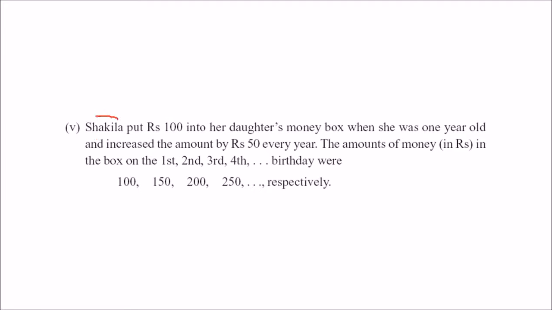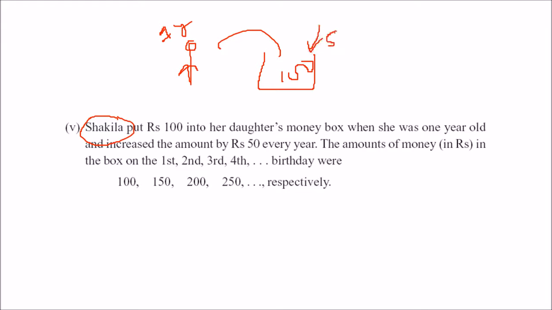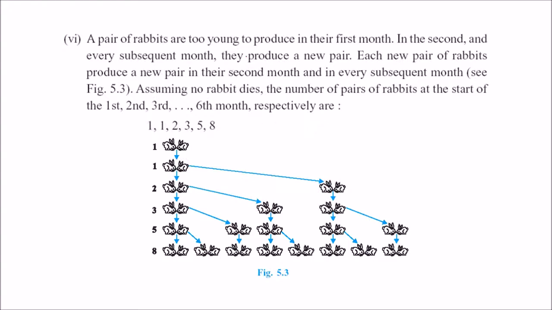Again, Shakila said, I have a money box. My daughter is 1 year old and I'll place 100 rupees, and every year I will add 50. So when her daughter was 1 year, the money box had 100 rupees. Then on the second year, Shakila again dropped 50 rupees in the money box. So it became 150. And likewise, we'll see a question about this in a short while.